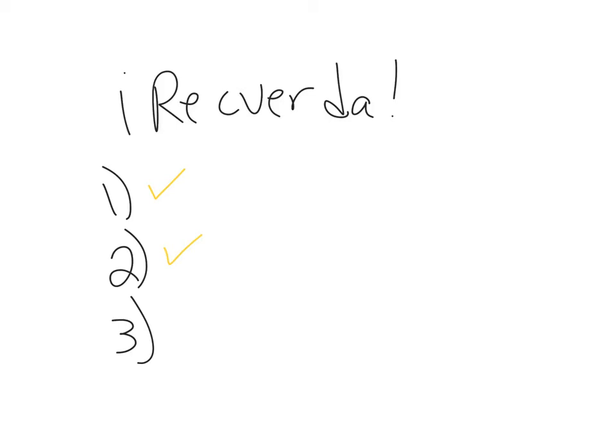So all of the pronoun rules that I went over in the presente perfecto video, those still apply to the pluscuamperfecto as well. And then lastly, the irregulars are still irregular. So that same list, the ha abierto, dicho, hecho, puesto, all of those still are the same in the pluscuamperfecto.